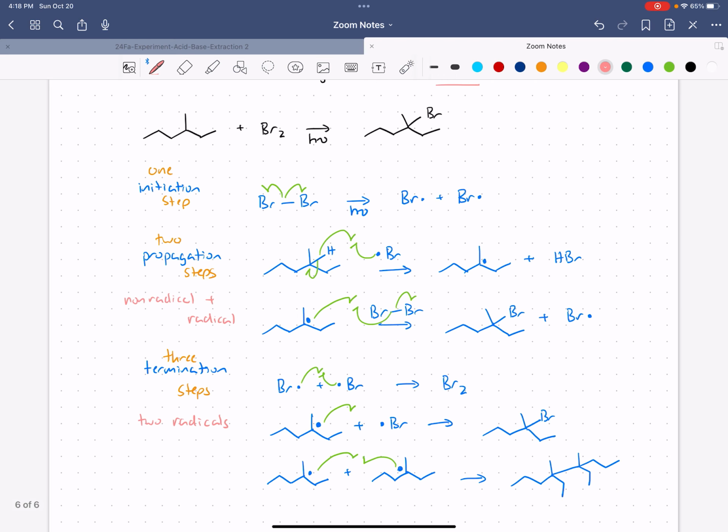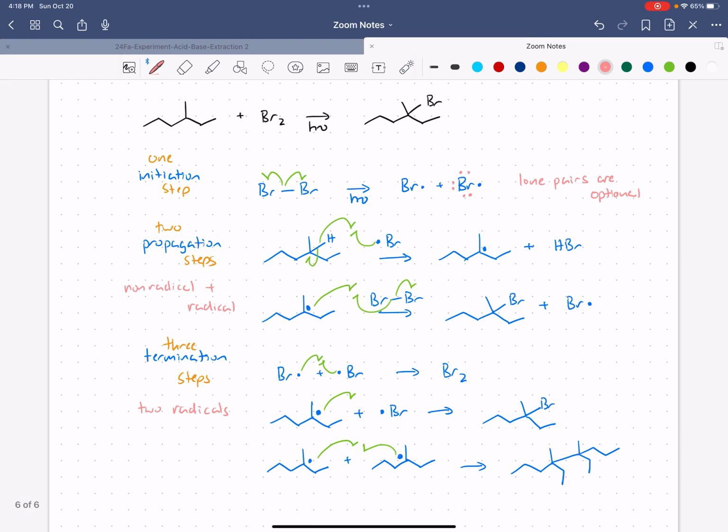Okay. The next thing is, I'll put here lone pairs are optional. You don't have to draw them. Like this bromine would have 3 lone pairs and 1 unpaired electron. This one's important. The first propagation step, we are abstracting. You'll hear that word, maybe. That's removing a hydrogen. Abstracting, and literally, it is a hydrogen.